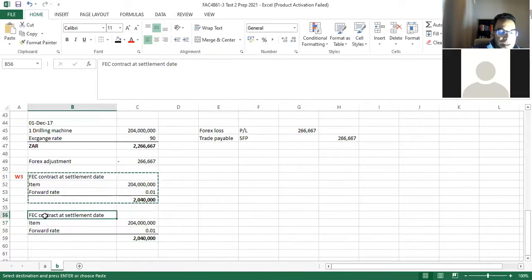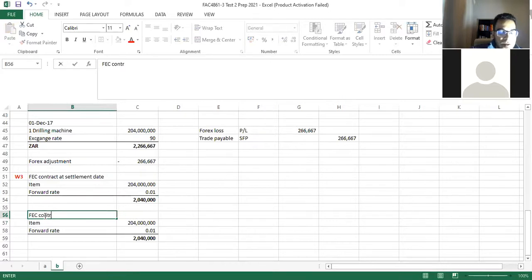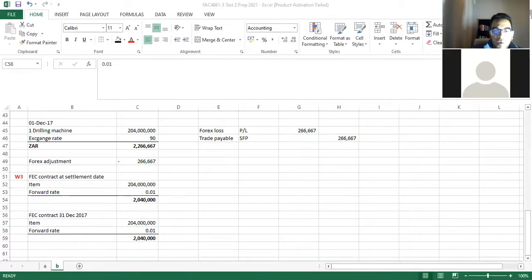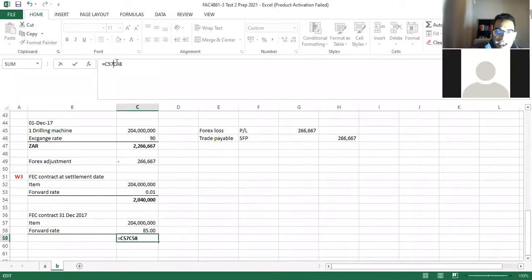Now I want to compare it at 31 December 2017. So the item is still 204, but now the forward exchange rate is given, so you must use the forward rate column. You can see at 31 December we have 85.1, so we're going to make this 85. But now remember, we can't multiply. We're going to have to divide, because in this one, it is 1 rand equals foreign currency. So we're going to have to divide.